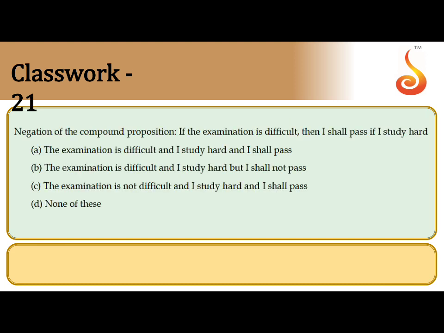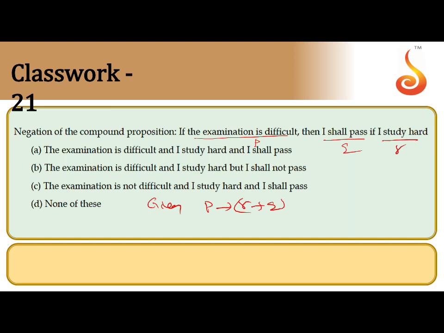Negation of a compound proposition: if an examination is difficult, I shall pass if I study hard. I will take the same approach. This is P, this is Q, and this is R, and you can rearrange the statement. If the examination is difficult, then I shall pass if I study hard. That means if I study hard, then I will pass. So the given statement is P implies (Q implies R). P means the examination is difficult, then if I study, I will pass the examination.